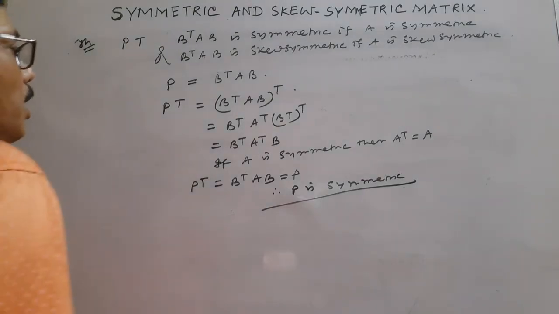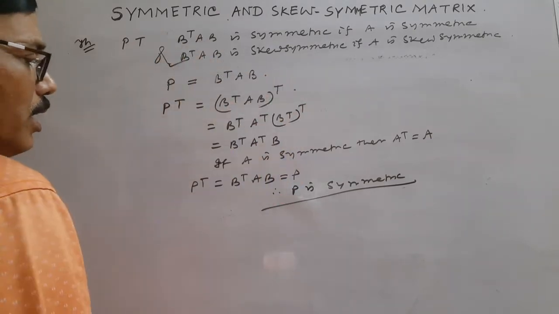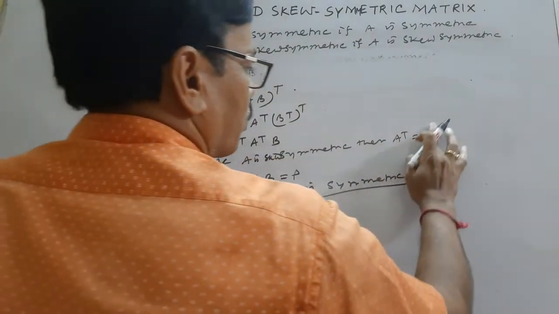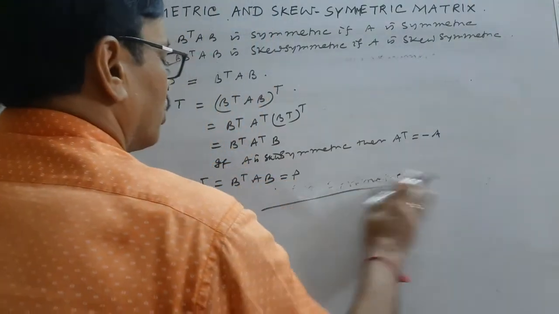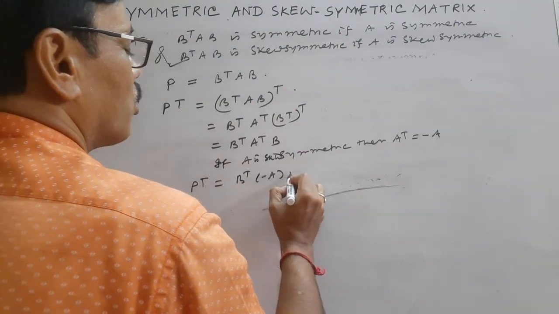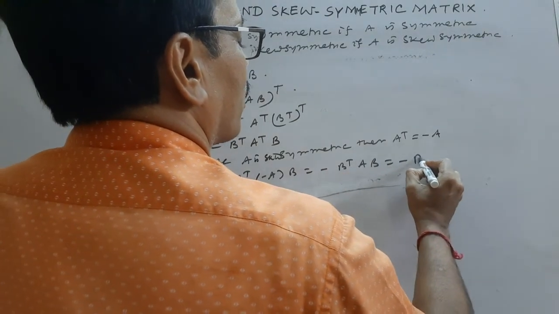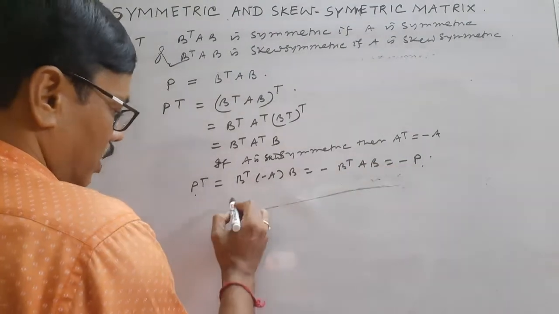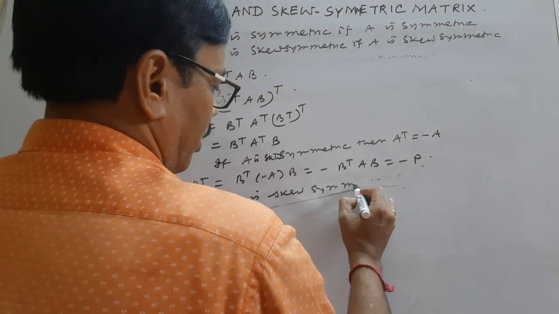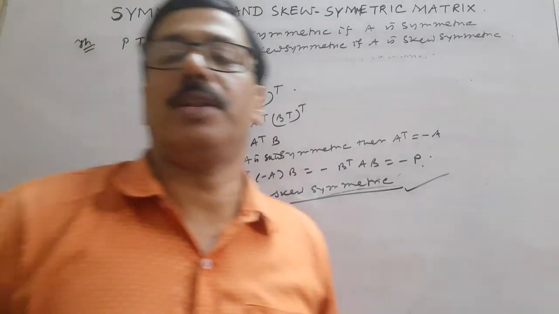Now for the second one, we proceed the same way up to this point. Since A is skew symmetric, A transpose equals minus A. So we are getting B transpose into minus A into B, so minus B transpose into A into B. So minus P. P transpose equals minus P. So P is skew symmetric. So this is the proof. Very simple proof.